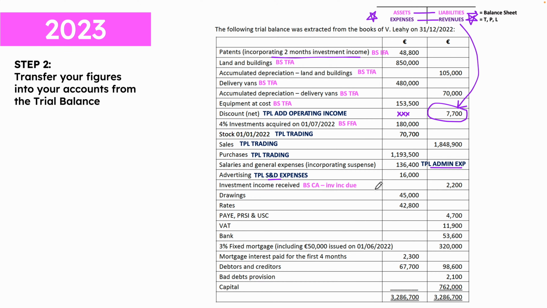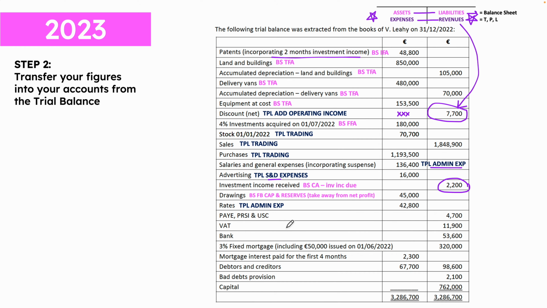Then we've got investment income received. So that is balance sheet, current assets, investment income due. So that is going to help us calculate how much investment income is due at the end of the year. Next, we've got drawings. So that is balance sheet, financed by, under capital and reserves. And we're going to be taking that figure away from our net profit figure. Rates, we're going to put that in our TPL admin expense.